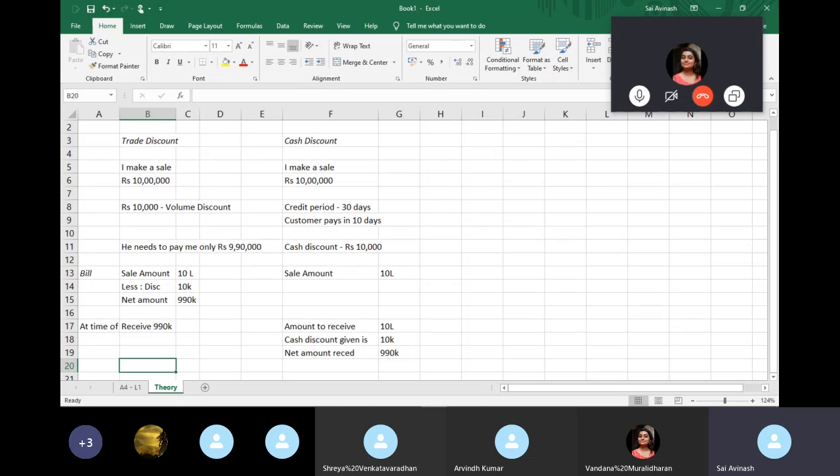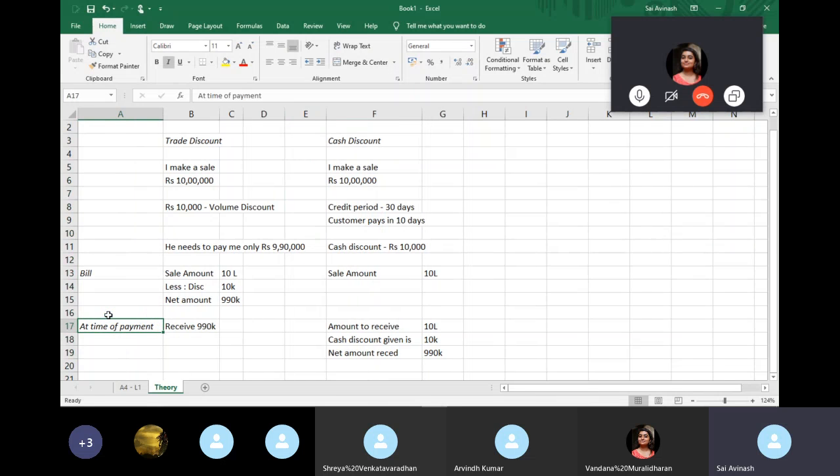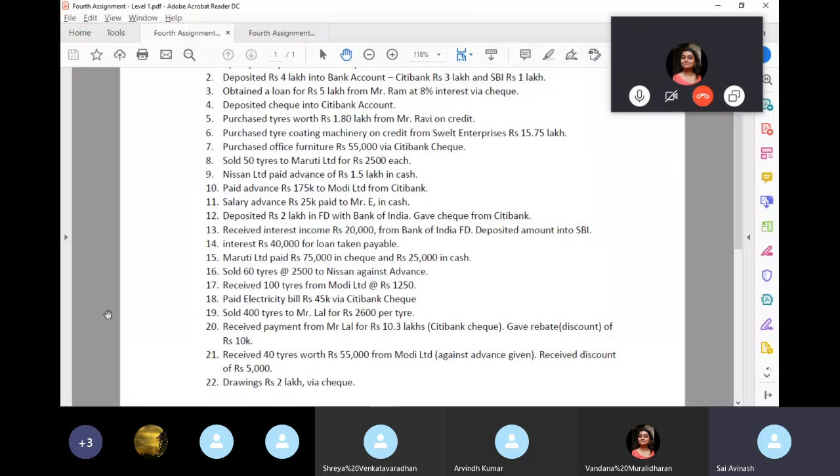So if you look at it as an end result, it's the same. I make a sale for 10 lakhs, but I'm giving you a discount and I receive 9 lakh 90 at the end of it. But if you look at when it happens, a trade discount happens at the bill level and the cash discount happens at payment level. Okay. So you will understand the importance of this when you finally come to a transaction where you have to account for these. So let's look at this transaction.